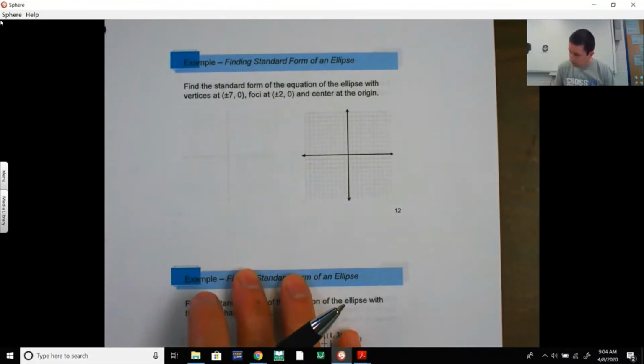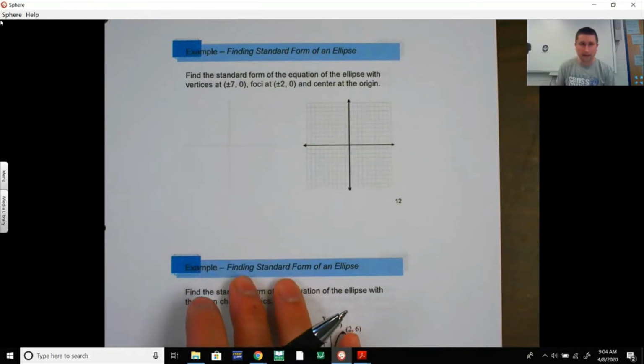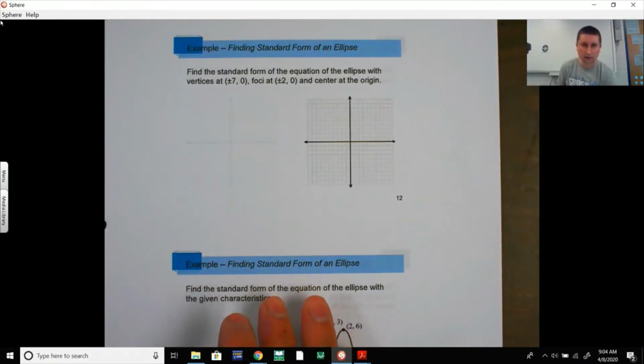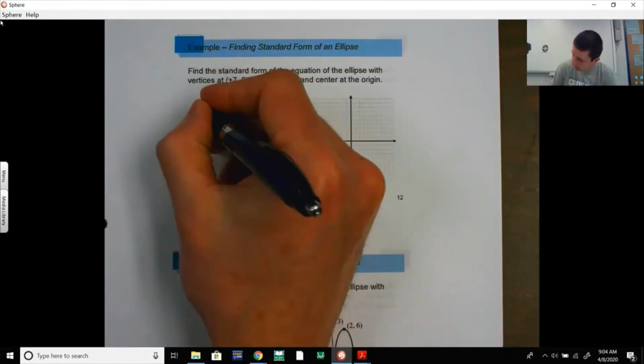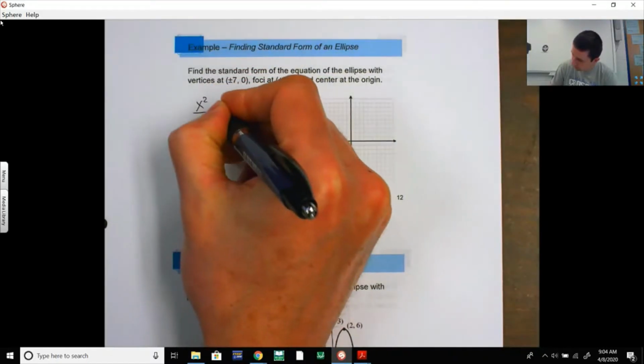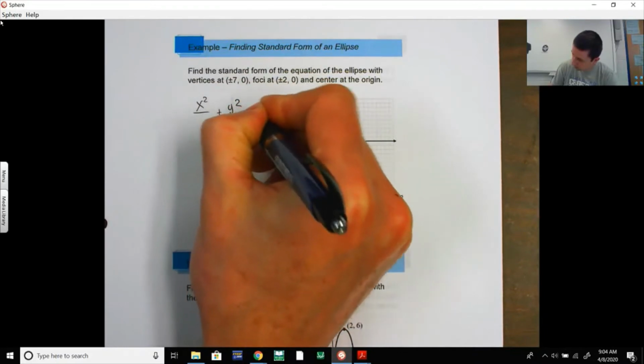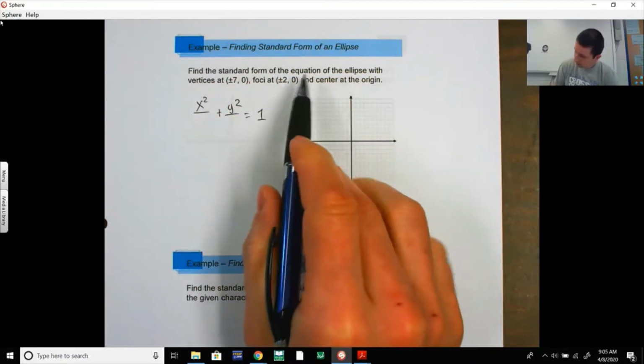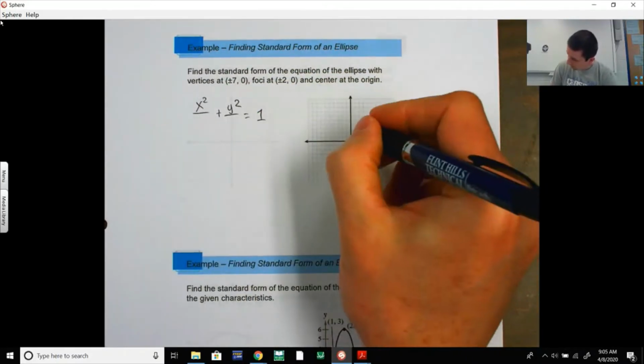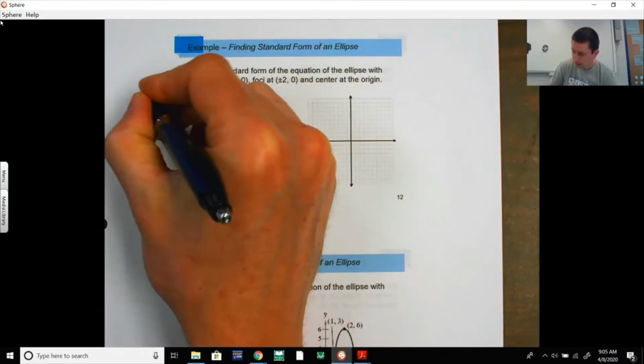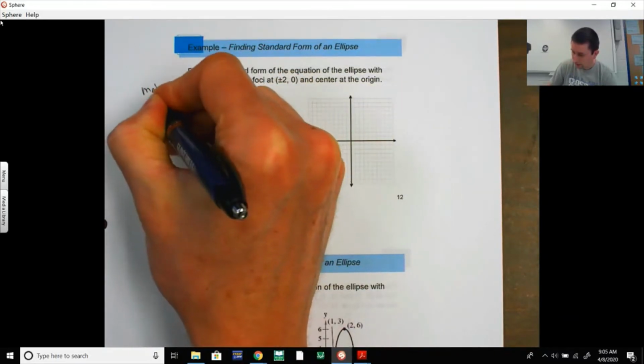Find the standard form of the equation of the ellipse with vertices at plus or minus 7 and 0, and foci at plus or minus 2 and 0. And the center is at the origin. Yay, center at the origin. So x squared over something plus y squared over something equals 1. So the vertices are at plus or minus 7. So the vertices have to lay on the major axis.